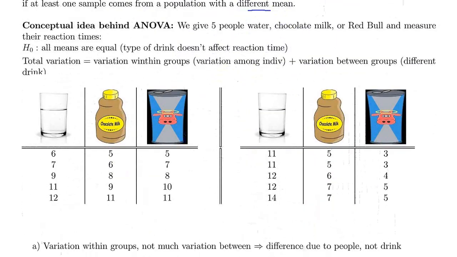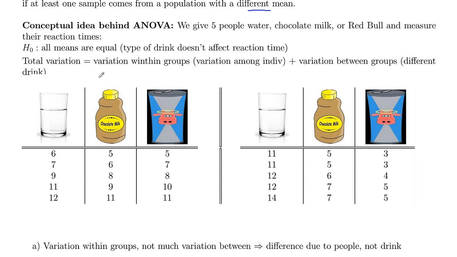So here's the conceptual idea. Let's say that we have 5 people. We're going to give them 3 different types of drink, and we're going to measure the reaction time. So we'll give them water, or chocolate milk, a shot of sugar, or some Red Bull, so sugar and caffeine, and see what happens. So our null is going to be that all the means are equal, so that's saying type of drink has no effect on reaction time. And the alternative would be that the means are not equal, so that would be saying that the type of drink does have an effect.